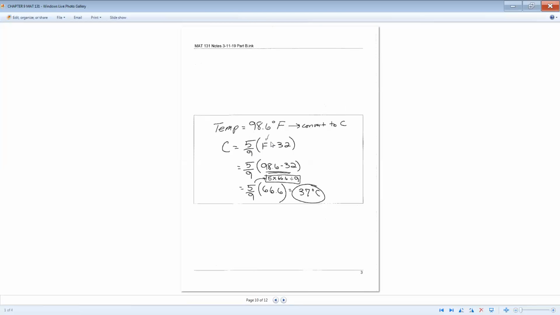So if you have your Fahrenheit, 98.6 degrees Fahrenheit, you want to convert it to Celsius, you take your Celsius formula, plug in F. So we take 98.6, plug it in for F. 98.6 minus 32 is 66.6. Multiply that times 5/9. You can go to your calculator. It's 5 times 66.6 divided by 9. And then that should give you 37 degrees Celsius.